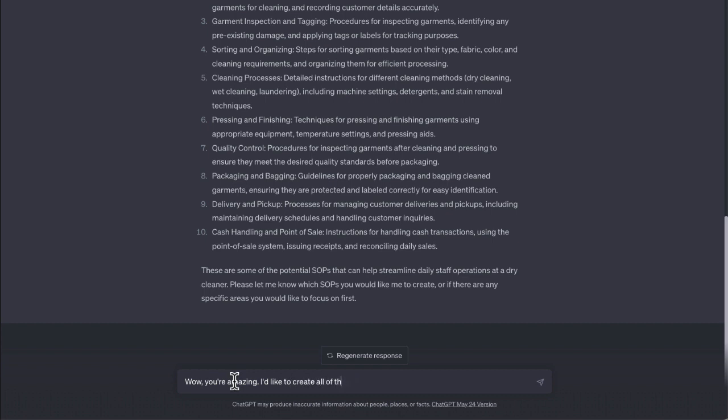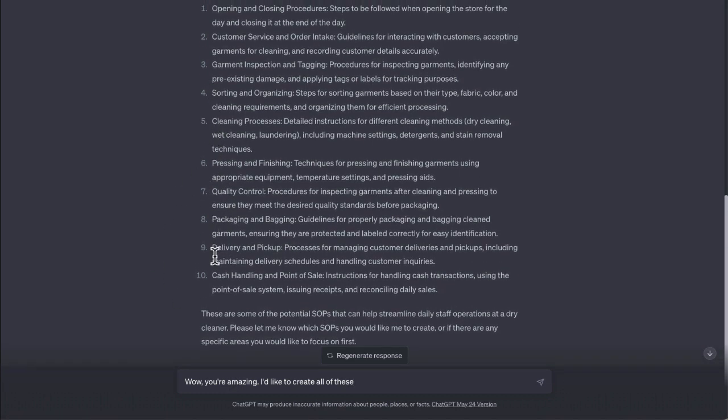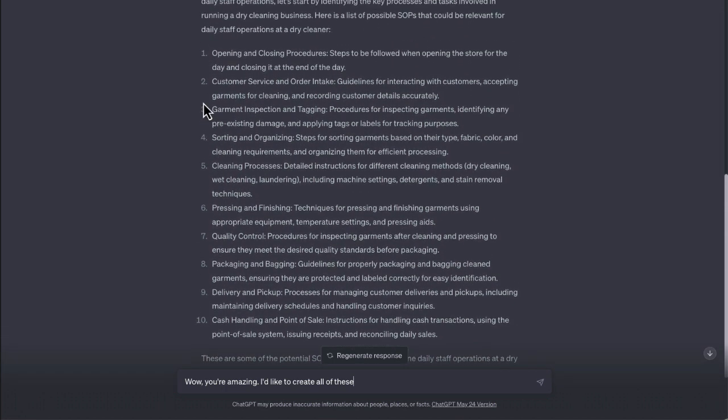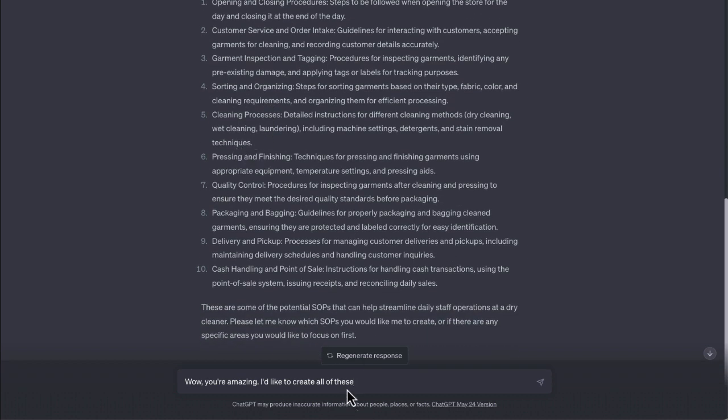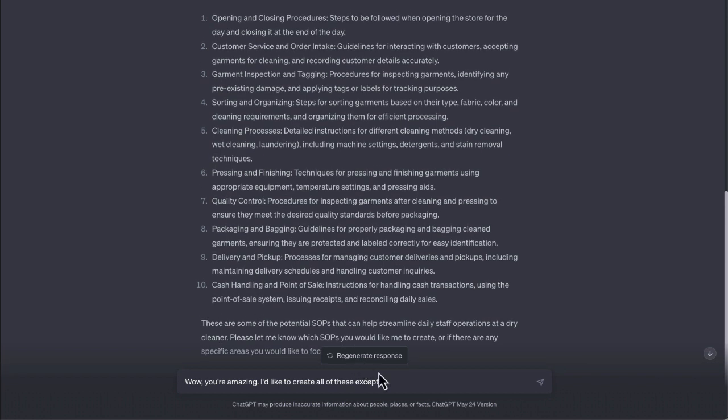And by the way, let's say that we don't do, I don't know, there's nothing that we don't do here. Garment inspection and tagging. No, I think actually I'd like all of these, but let's say there was one that I didn't like. I could say except two. Oops, and I need to spell that correctly, although it would catch the typo and understand what I meant. And it could then generate 9 out of the 10 because I said I didn't want that. But let's just say I'd like to create 1 through 3, and let's see what happens.